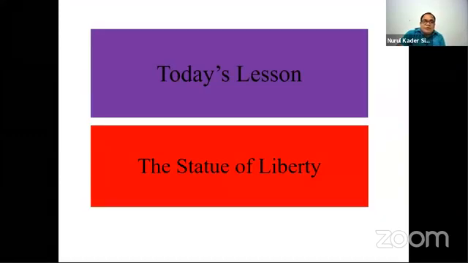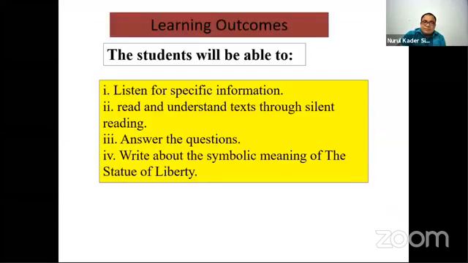Our today's lesson is the Statue of Liberty, Unit 8, Lesson 3. Learning outcome: the student will be able to listen for specific information, read and understand text through silent reading, answer the questions, and write about the symbolic meaning of the Statue of Liberty.